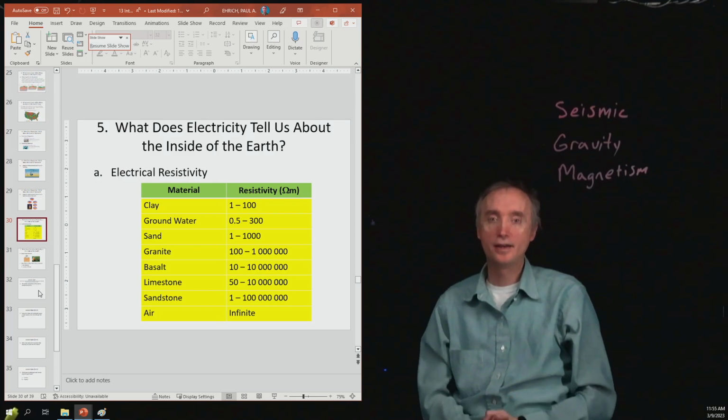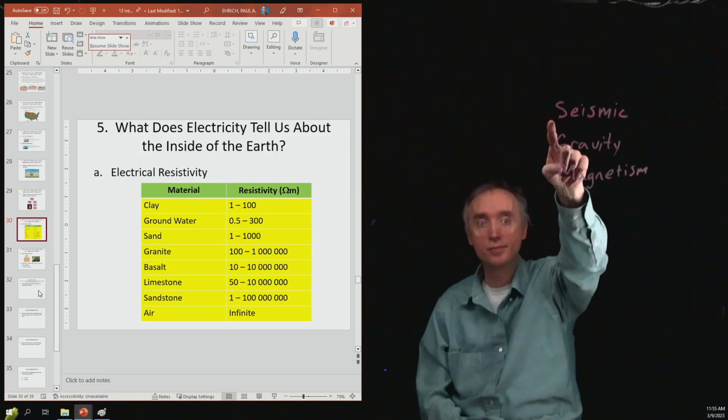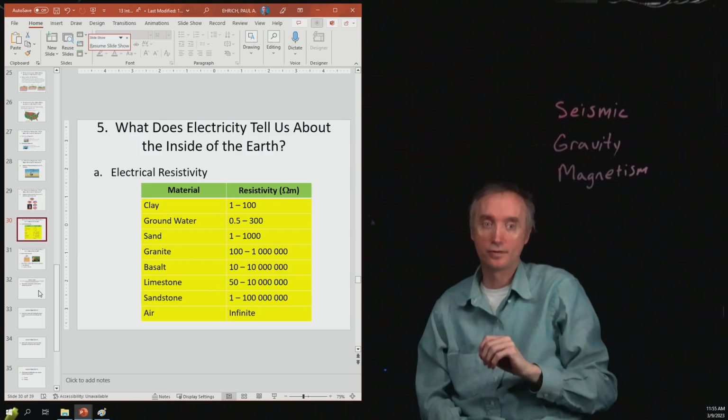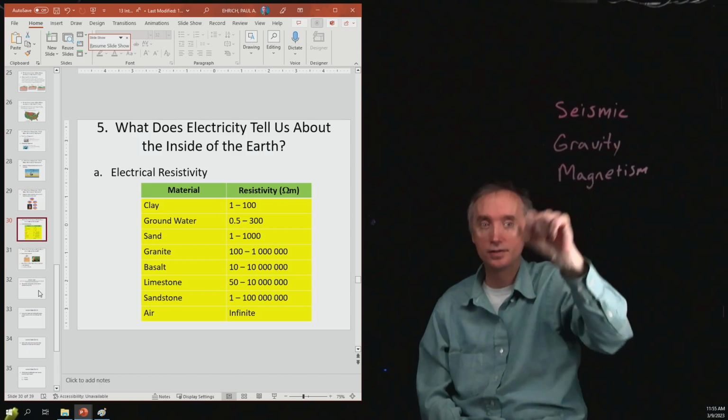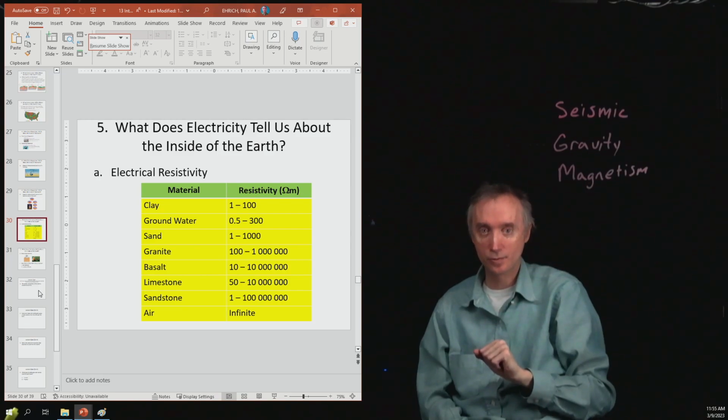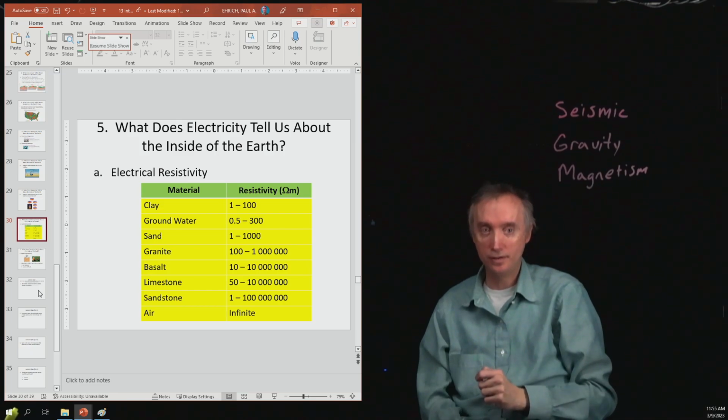Okay, I'm back, and now we want to talk about electrical resistivity. So far we have used seismic techniques, earthquake waves, to tell us what's inside the Earth. We have used gravity to tell us what's inside the Earth, and we have used magnetism to tell us what's inside the Earth. So now we want to use electricity to tell us what's inside the Earth.